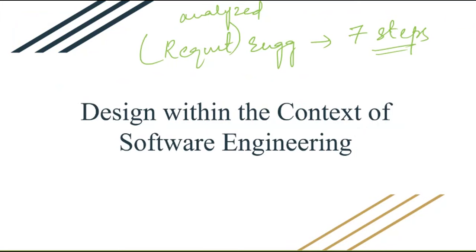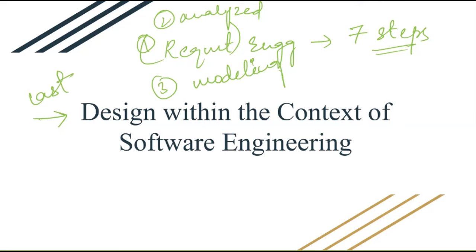When the requirement analysis is done, when you have analyzed the entire system and its components, then you have done the modeling part. After this modeling, designing is the last step, and it is going to set the stage for construction. That is, after the design is complete, you can go for construction.